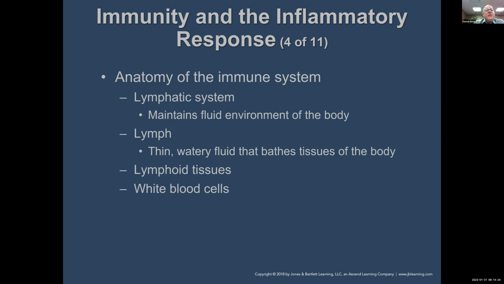The immune system, again, has the lymphatic system associated with it. The lymph is the fluid. The lymphoid tissue is the tonsils, the spleen, that sort of thing. And then white blood cells are our bacteria fighters in our bloodstream.